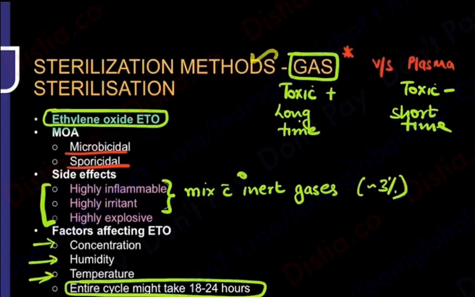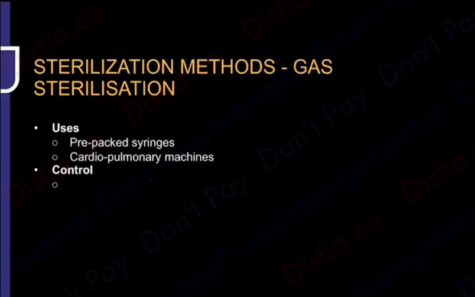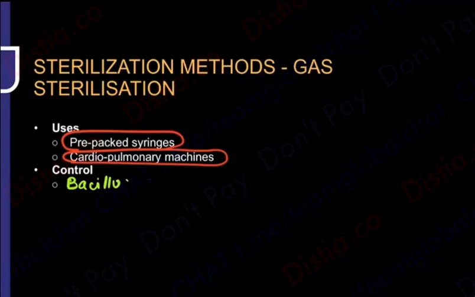Where do we use this such a dangerous, or you can say such a complicated thing? You're gonna use it primarily for cardiopulmonary machines. Cardiopulmonary machines, and you can also keep pre-packed syringes under it. What is the control? The control is Bacillus globigi. Bacillus globigi, G for G. So gas sterilization ke liye Bacillus globigi.